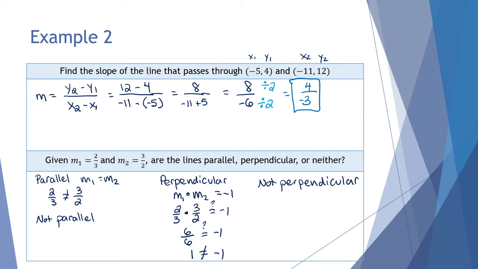Because our lines are not parallel and they're not perpendicular, that means the answer is neither. It means they will cross at some point, but not at right angles.